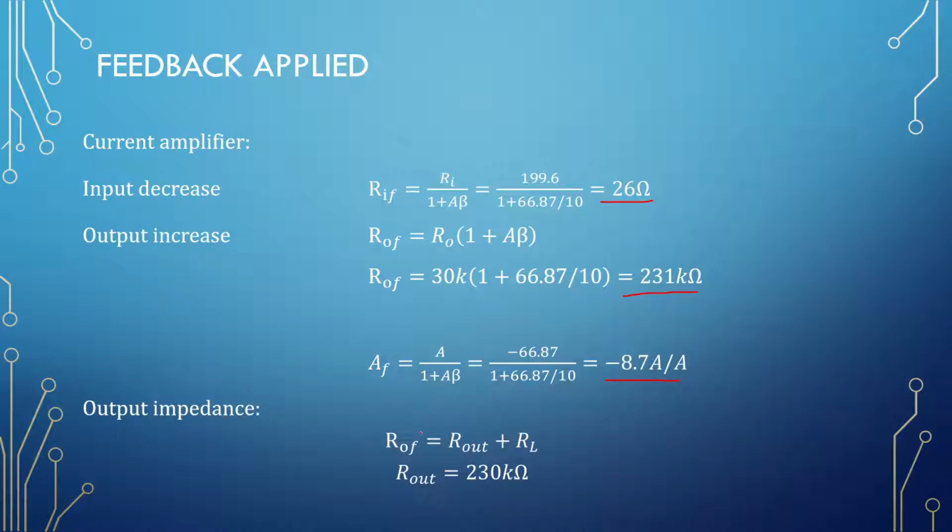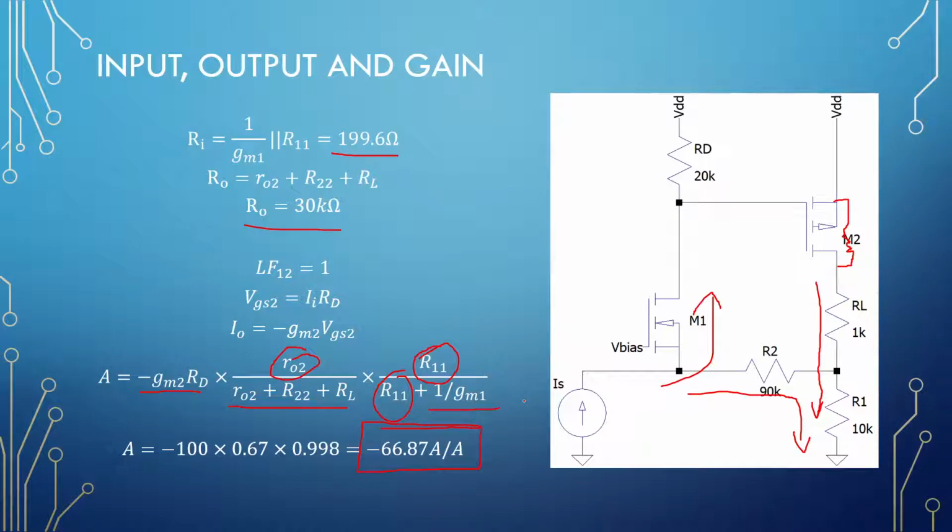Everything on the output happens in series, so our output with feedback is our output impedance plus our load, and that gives us 250 kilo ohms output impedance. And that is current feedback amplifiers. So remember, this is current division. You will have current division on the input side, you will have current division on the output side, and everything will work out fine.